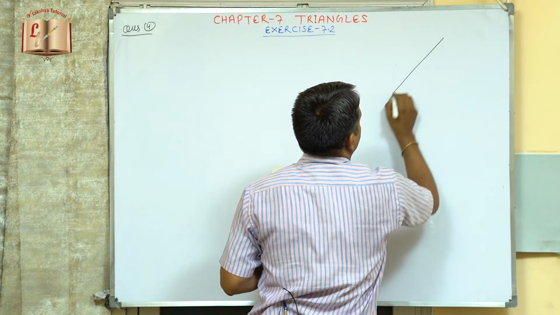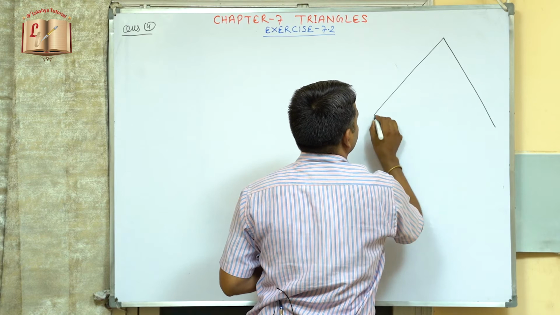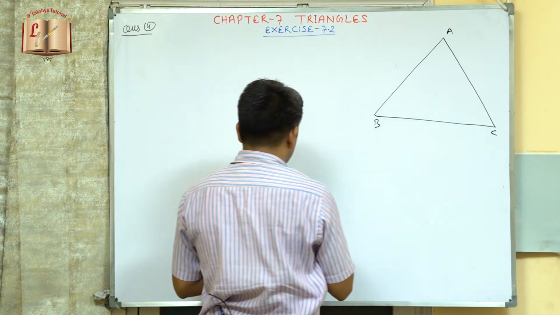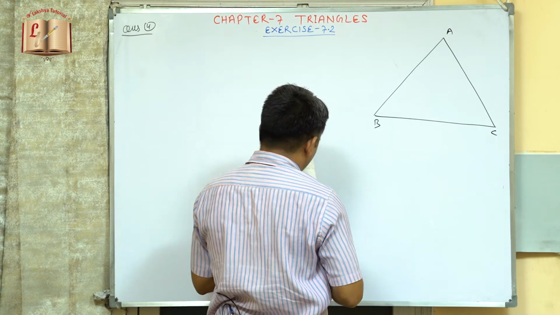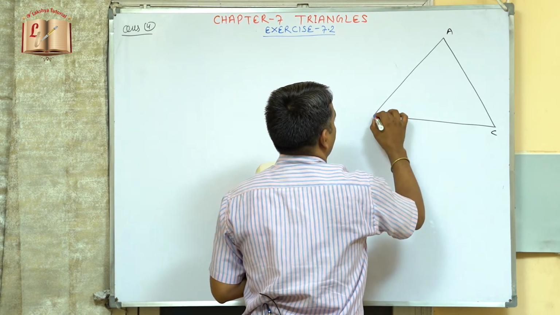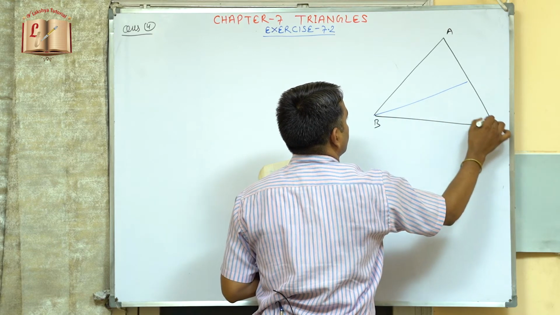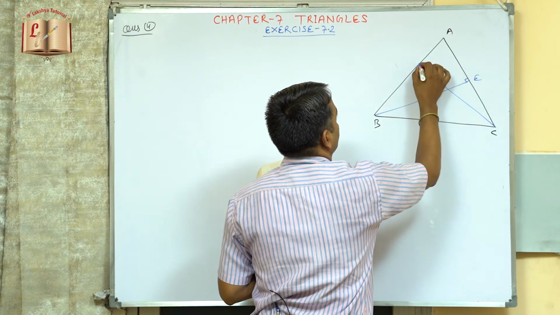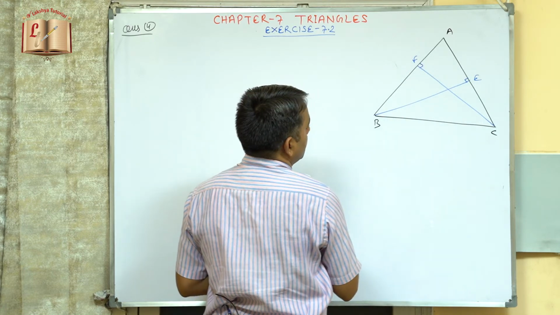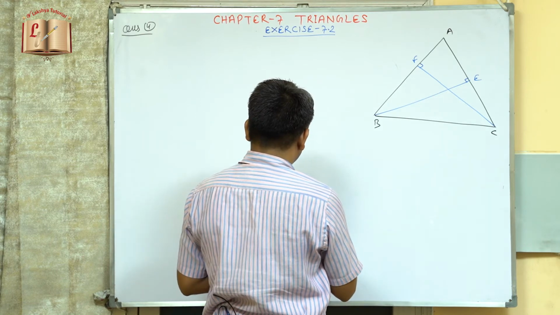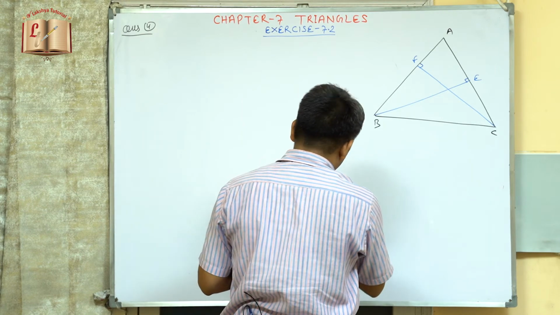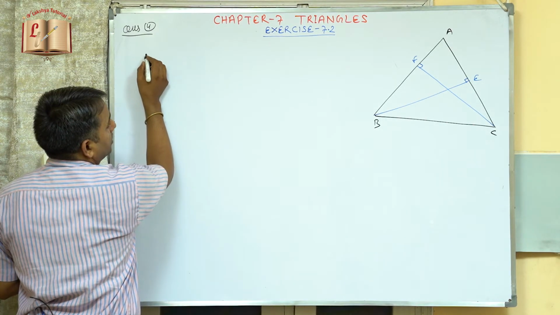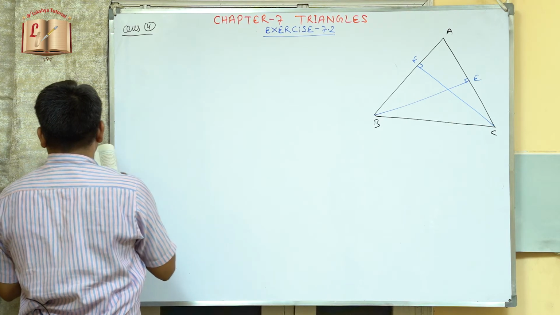So we will make this figure given to us. This is A, B and C. Now the altitudes are already drawn. So this is BE, and from here this is CF. So this is BE altitude and this is CF altitude. These are the altitudes drawn. Altitudes are equal. So now we can consider these triangles.